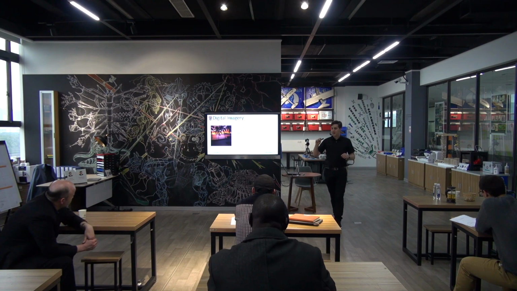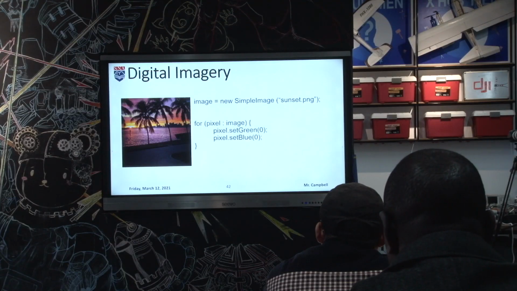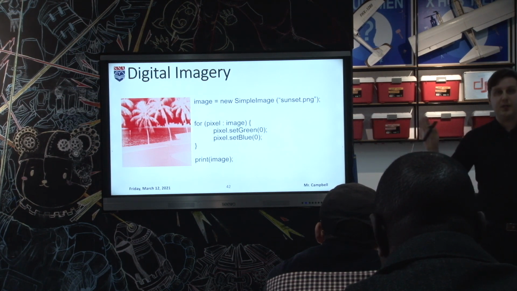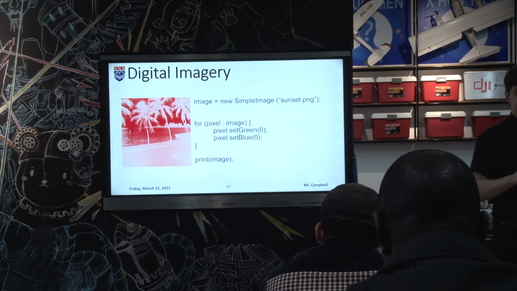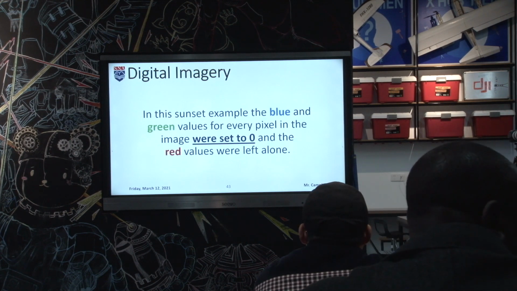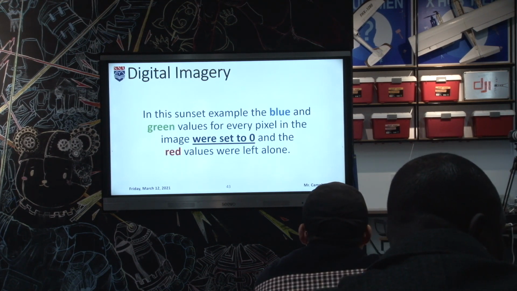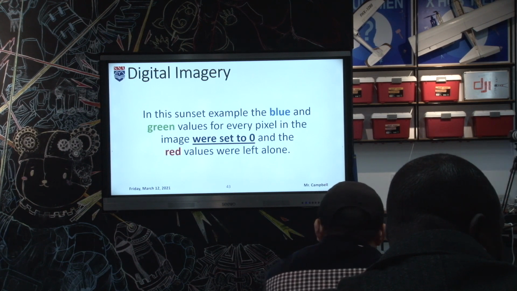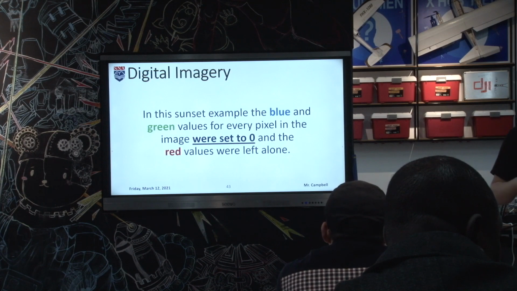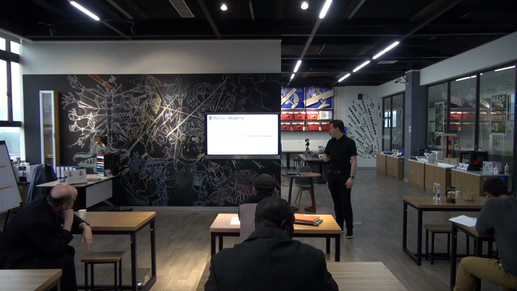So, okay, let's take a look at what happens. Right, so every value has been set to 0 except for the red values, which have been left alone. Now this gives us something much more interesting than in the last example. In this sunset example, everything that was blue has been removed from the image, everything that's green has been removed from the image, and anything that was red has been left alone. And this has given us a very red-looking image.